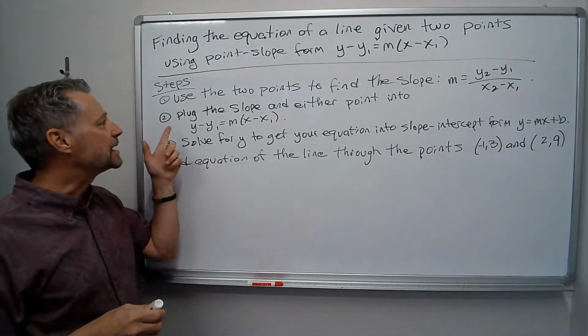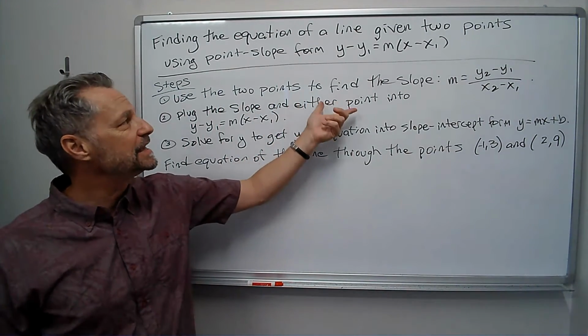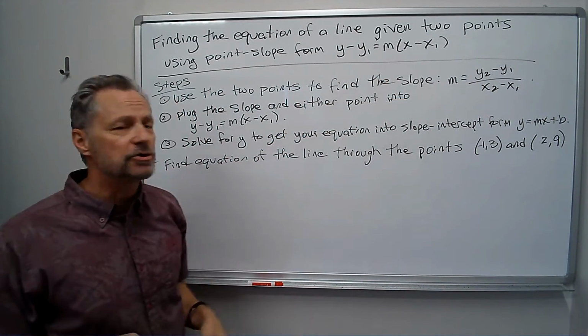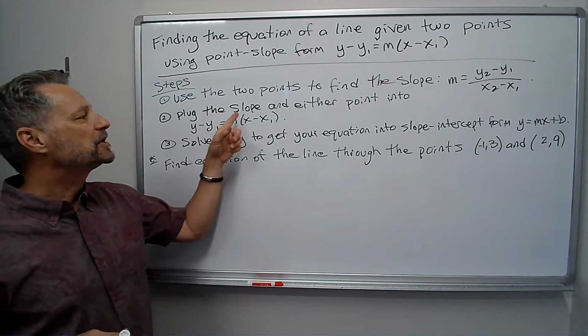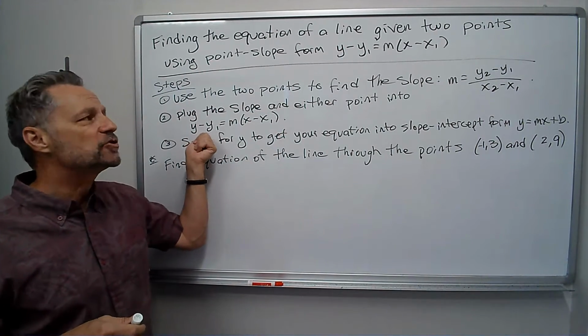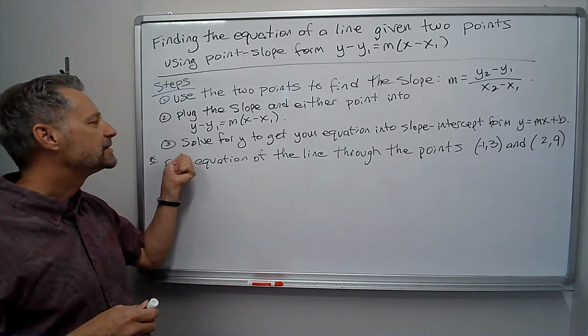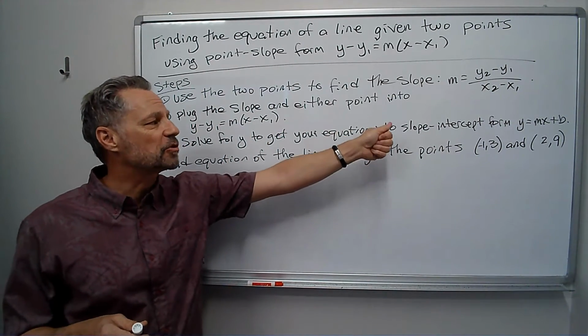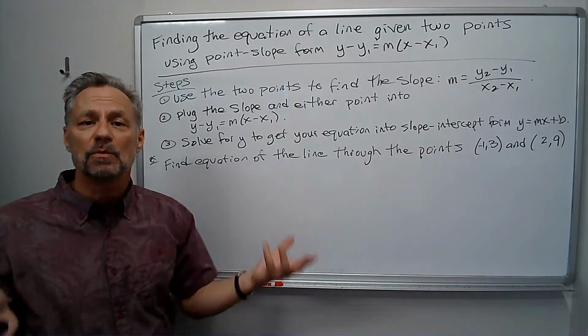So I wrote down the steps. First, we're going to use the 2 points given to find the slope using the slope formula. Then we're going to plug the slope and either one of the points into point-slope form. Solve that for y to get your equation in slope-intercept form, y equals mx plus b, and we'll be done.